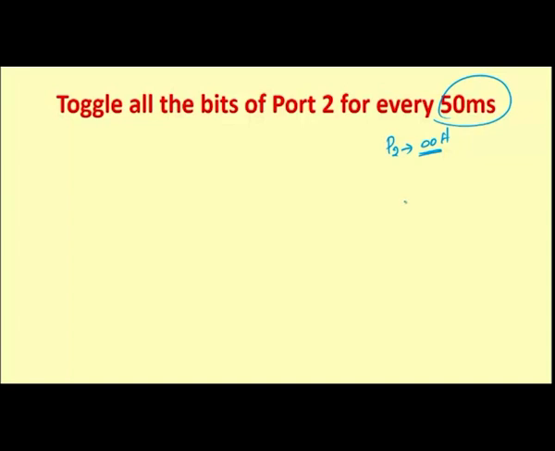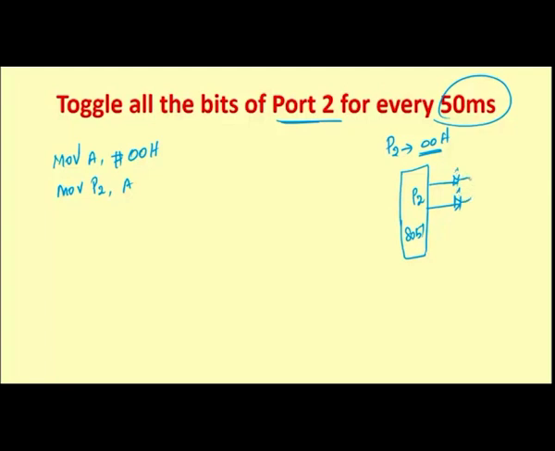So, what is our aim? I have to initialize the value first. MOV A, #00H. Then for port 2, I will move the accumulator value with MOV P2, A. What it represents is that the accumulator value is moved to port 2 of the 8051. Suppose I have connected LEDs, then the corresponding LEDs will glow.